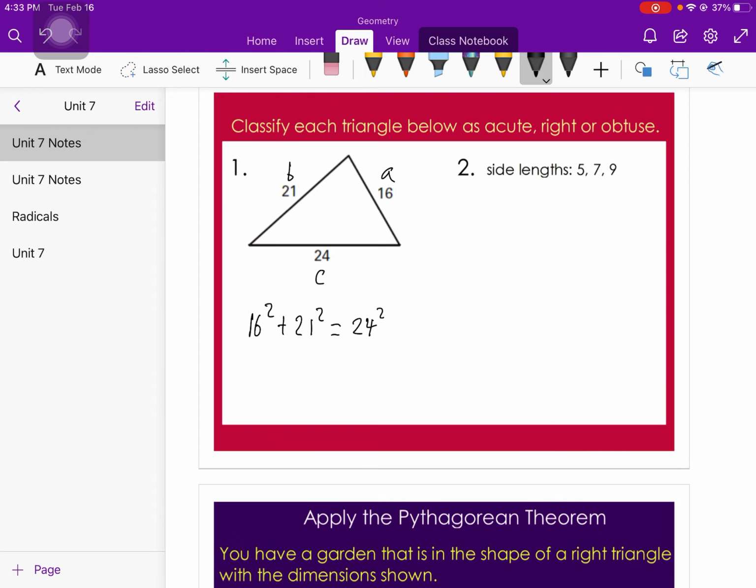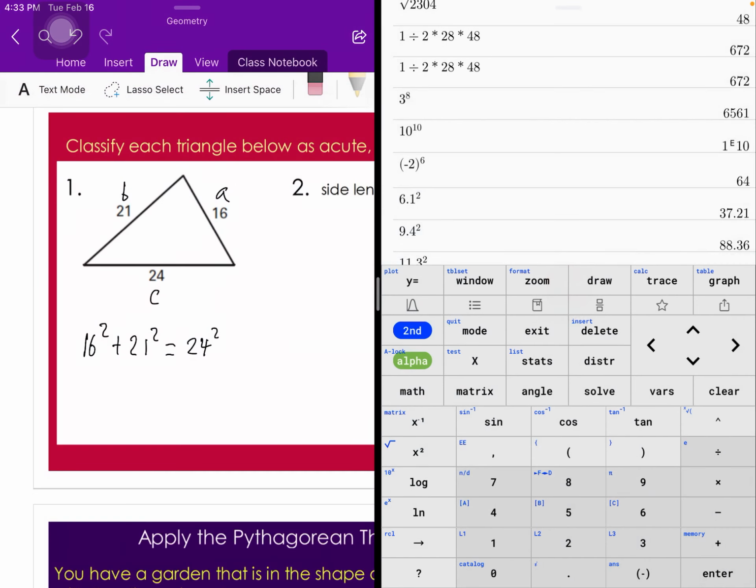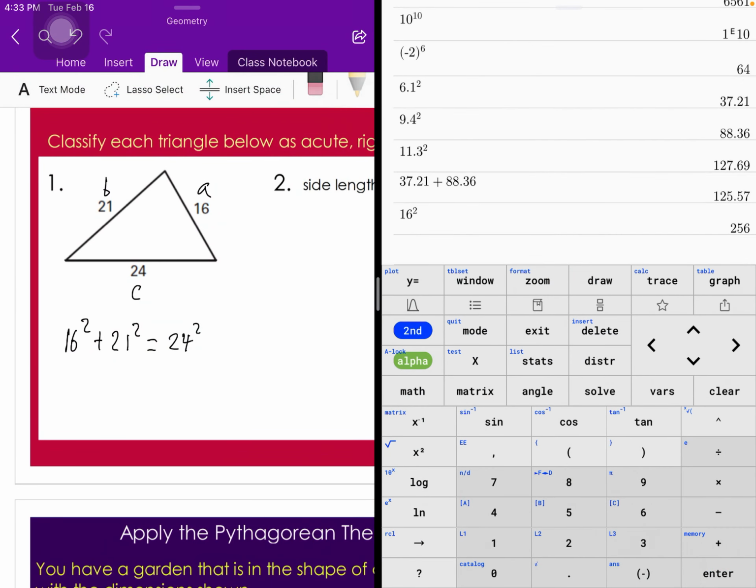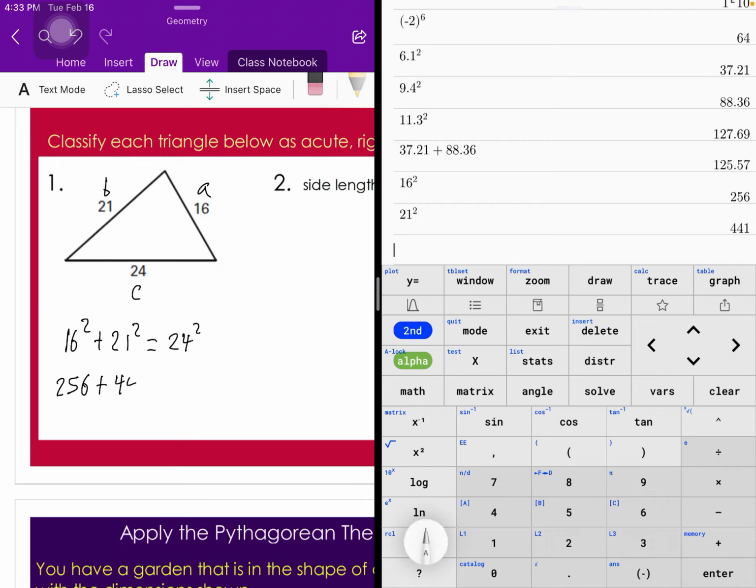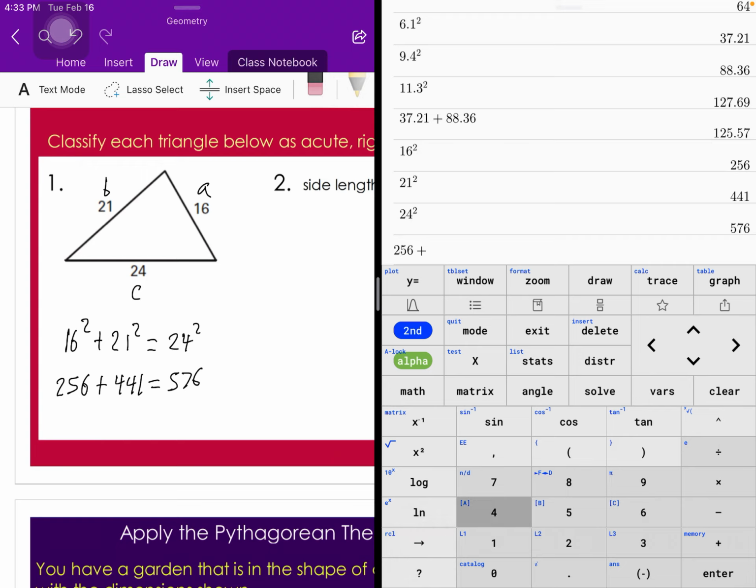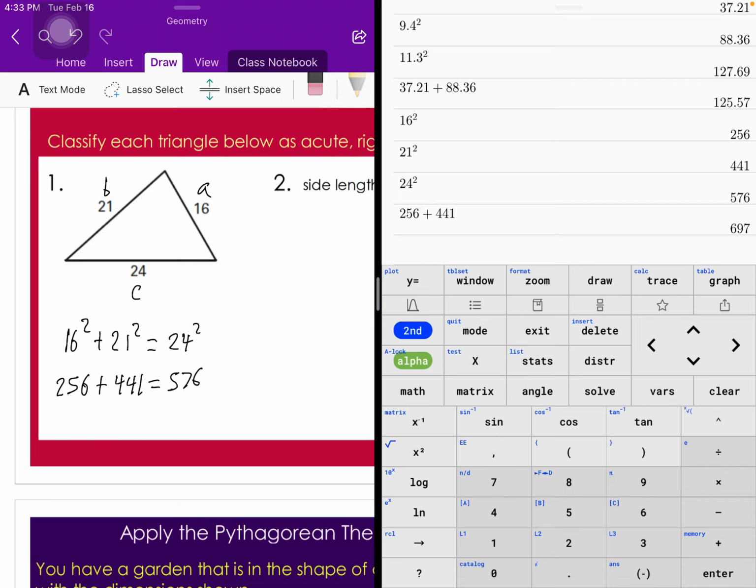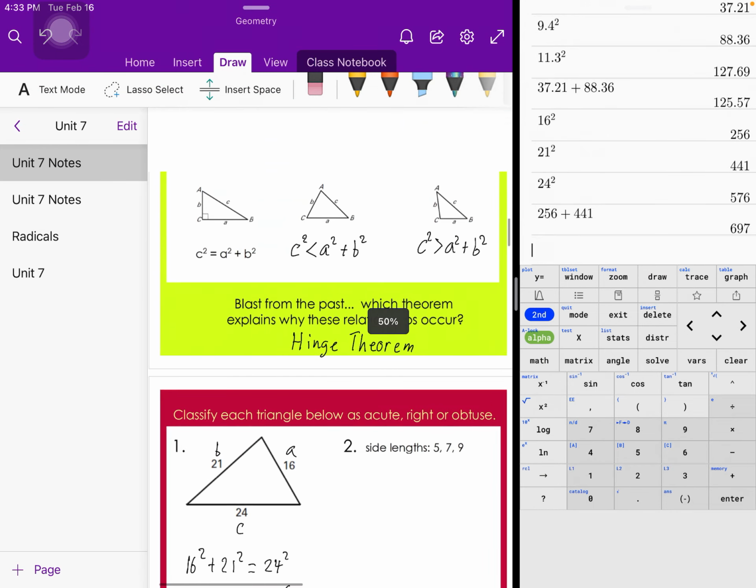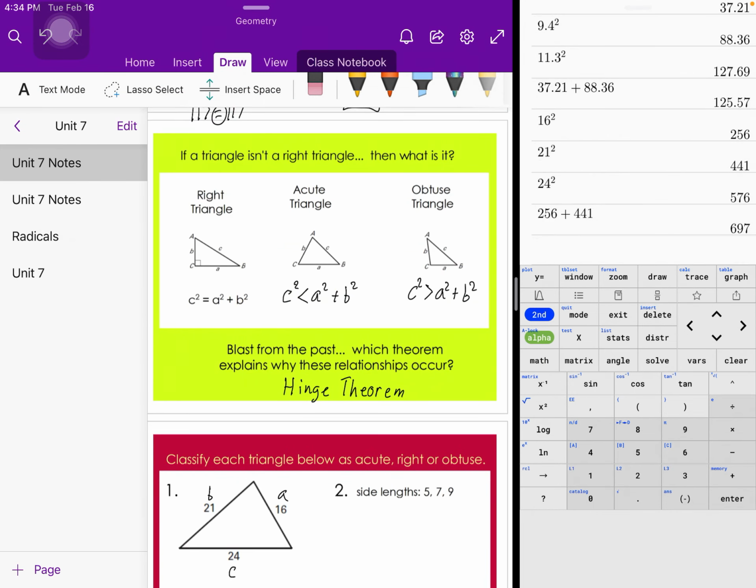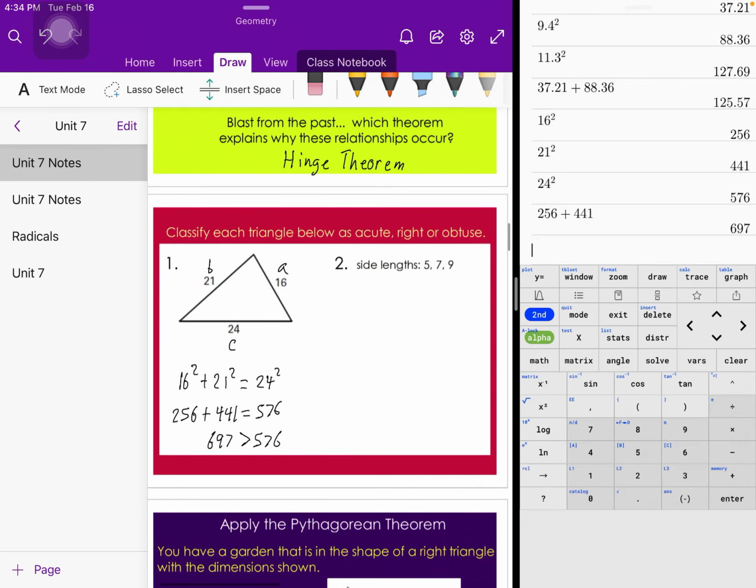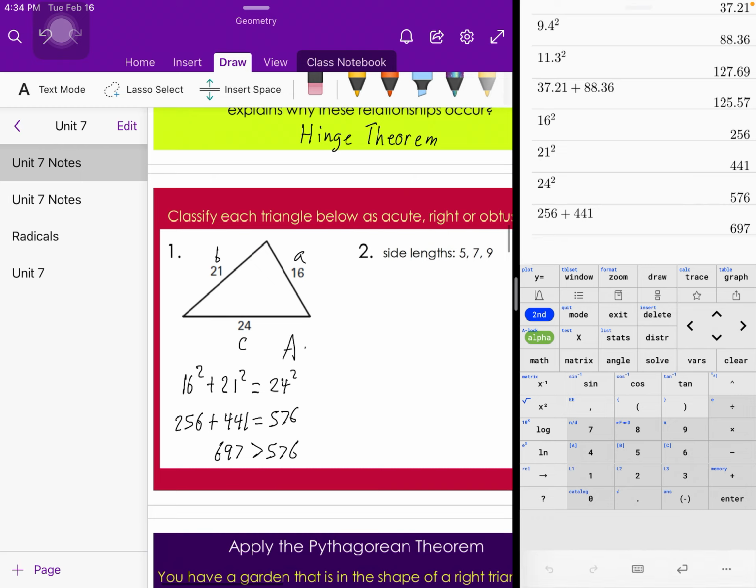So 16 squared is going to be, I'm going to again split screen, 256, 21 squared is, I don't know that one off the top of my head, 441. And then 24 squared is 576. So when we add these two small sides, the 256 plus 441, we get 697. Since the two smaller sides squared are actually bigger than our hypotenuse squared, we go back up and think about which situation this is from our list of three. Since it didn't equal, it's not a right triangle. And since A and B together are bigger than C, which is what happened for this one, this is going to be acute.